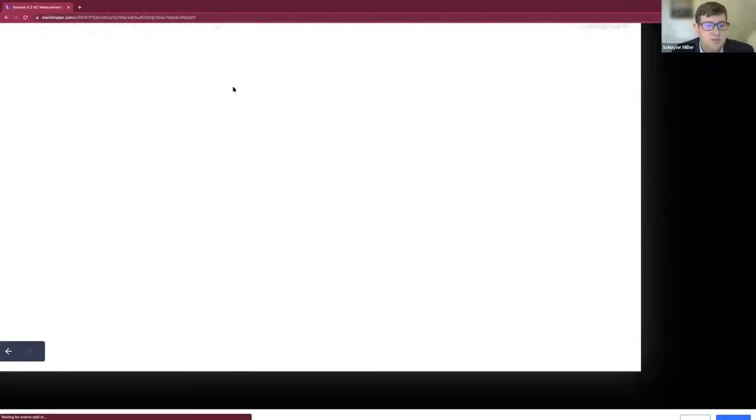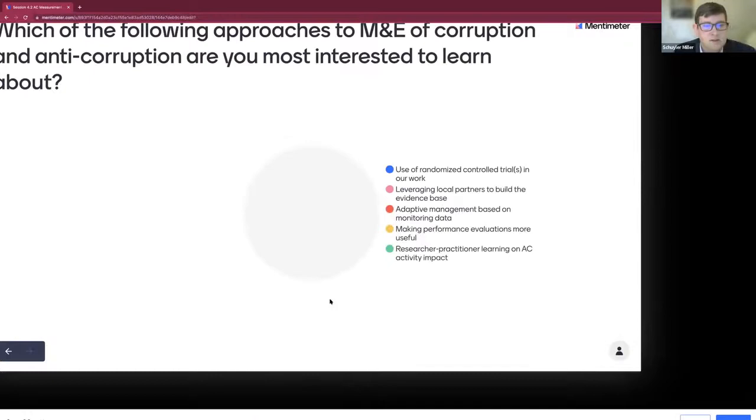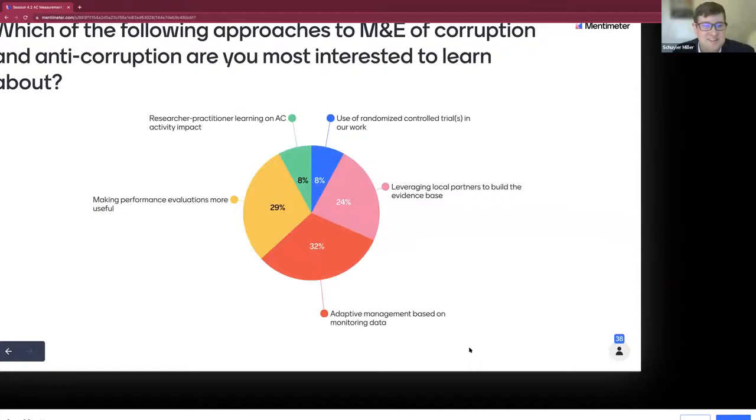Perfect, okay, great. Looks like right now we have leveraging local partners to build the evidence base and adaptive management based on monitoring data as the two leading areas. Continue refreshing, okay. All these things are important, so it's unsurprising that we start to see a bit of variation in our answers. A few more people wanting to look to how we make performance evaluations more useful, research practitioner learning, use of RCTs, but it looks like still adaptive management is the leading.